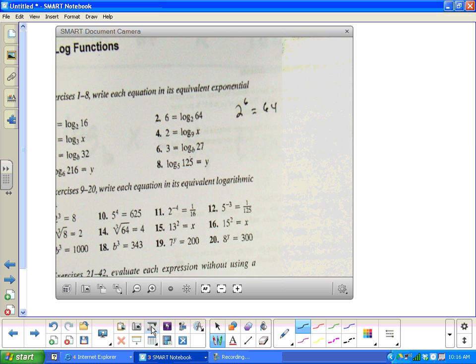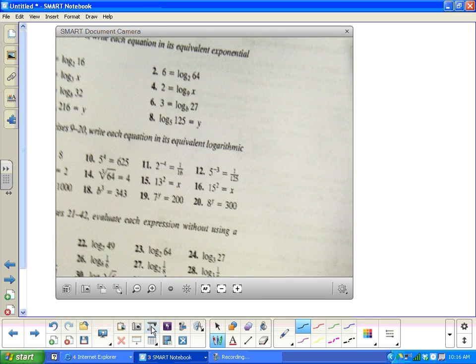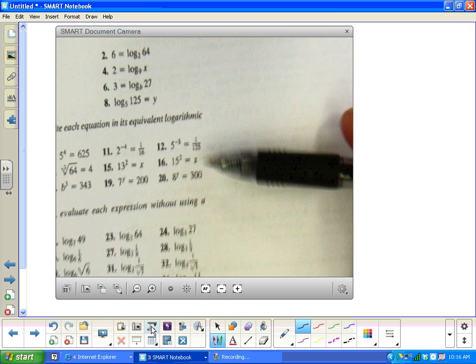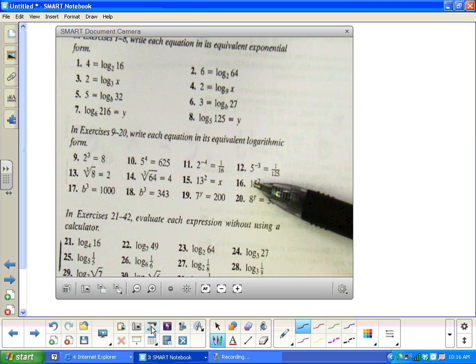Now, let me get a new sheet here. We can talk about next. Now, the next step we're going to skip over. The next step goes through basically the same thing, it just goes backwards. So this is an exponential form. It's asking to write log form.